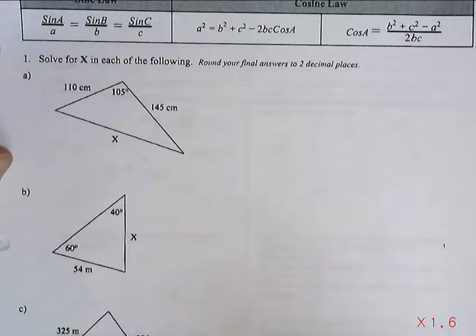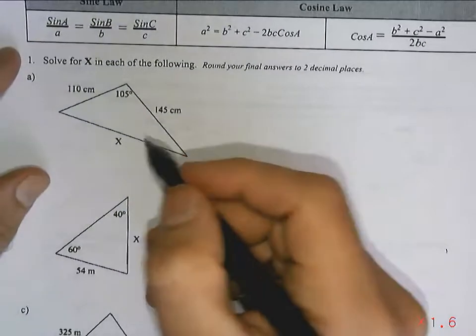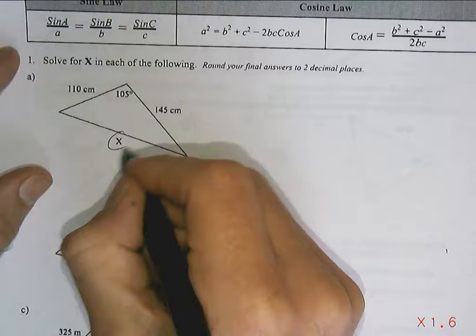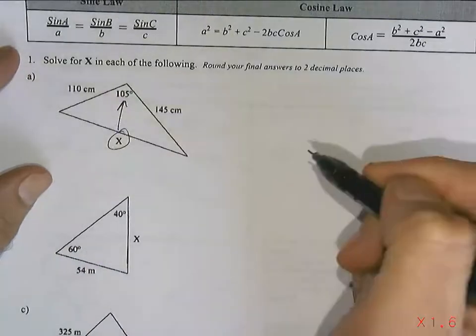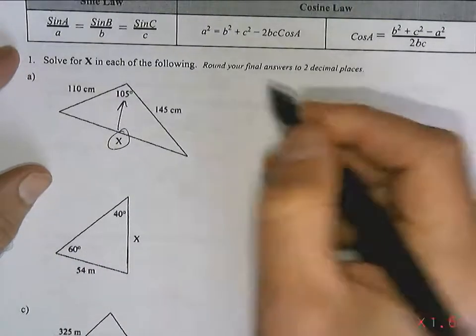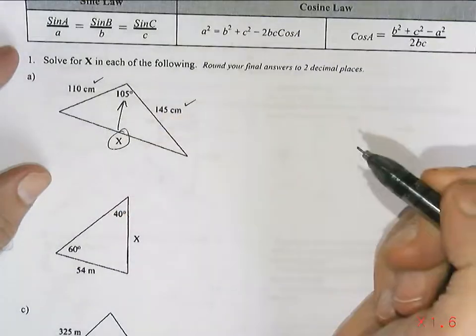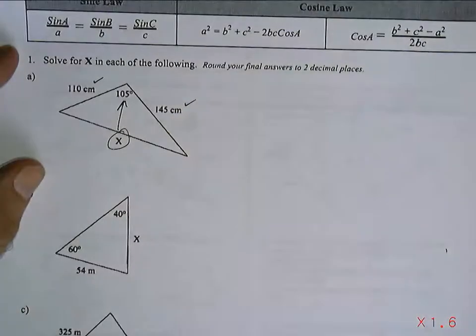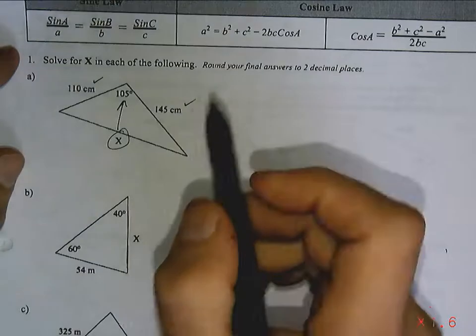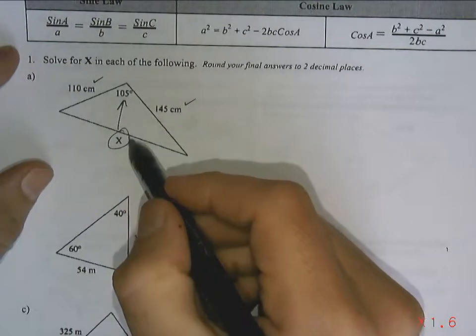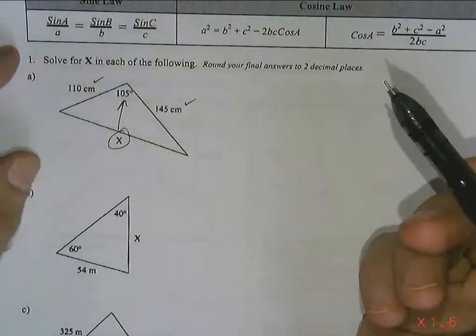These are just single questions. We just need to solve for x. So let's see what we got going on here. This is what I want to solve for. I've got an angle opposite it. I've got another side, I've got another side, but I don't have any other angles. This is a candidate for the cosine law. And so I look at this and I say to myself, am I after an angle or a side for the cosine law? I'm after a side.